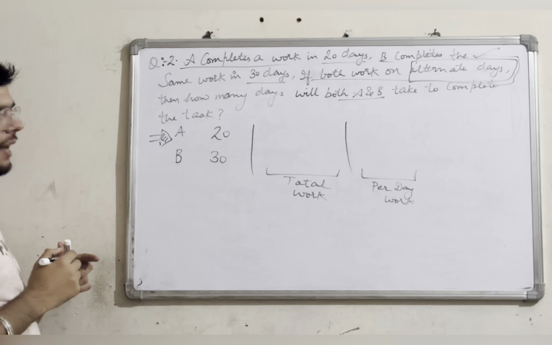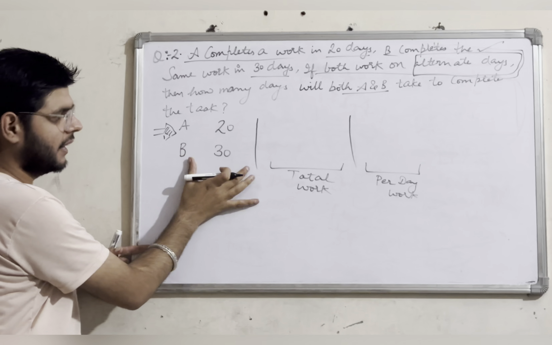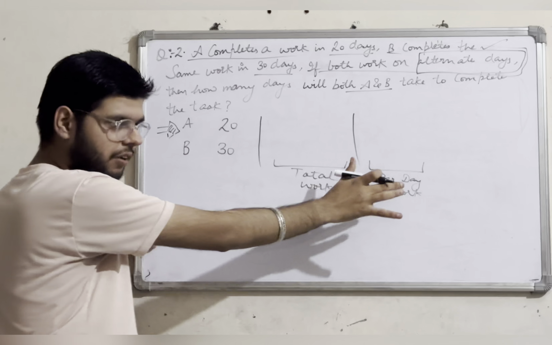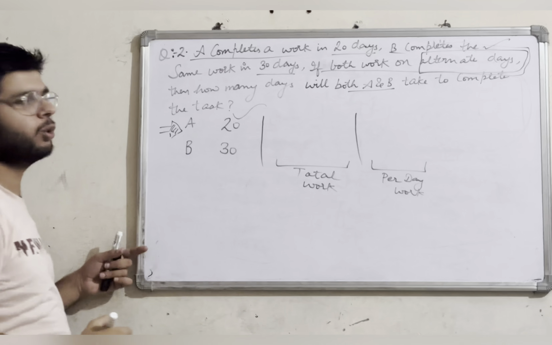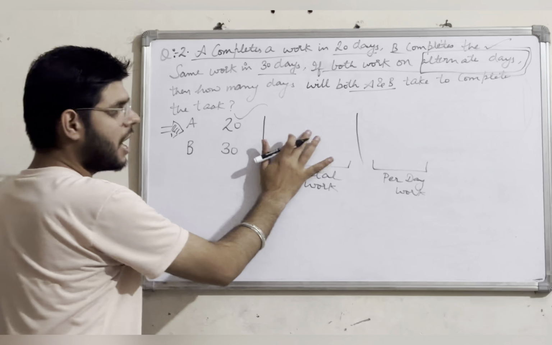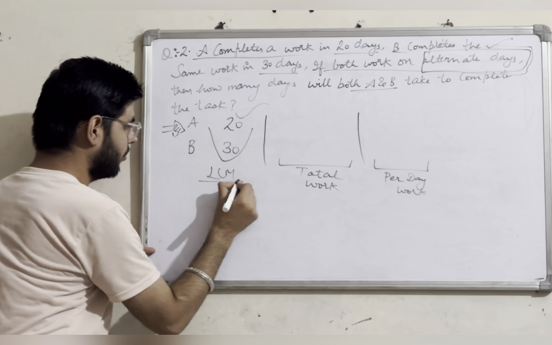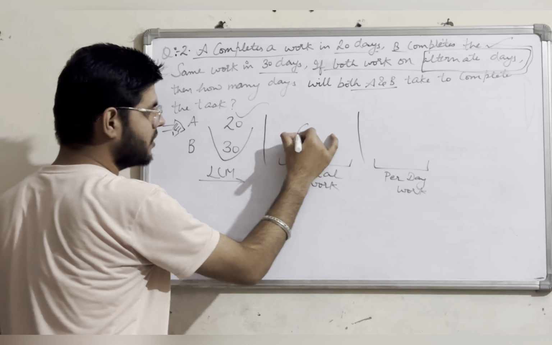So how to interpret it? A takes 20 days, B takes 30 days. There was some work. They did a portion of the work every day and were able to complete the task in 20 days. So now the question is how to get these two values. We have to take the LCM of 20 and 30, which is 60.